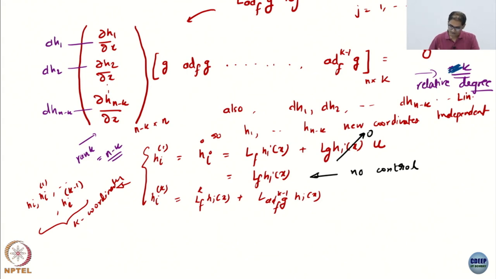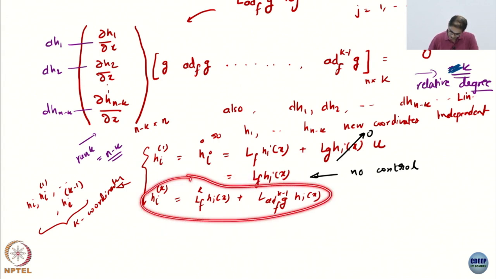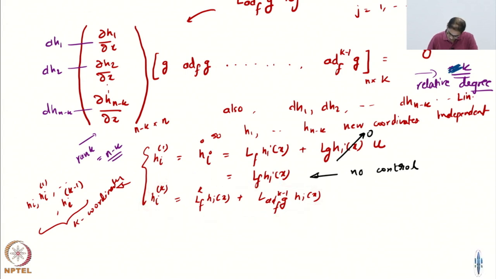if I keep taking successive derivatives, I take the first derivative, I get no control, no problem. I take a second derivative, I will get L_f^2 h_i, no control again. But similarly, if I take the (k-1)th derivative, I'll get L_f^(k-1) h_i, and still no control. Until this point, when I take the kth derivative, I will get L_ad_f^(k-1) g h_i, which is also, I believe, 0, right? By this, this guy is also 0.